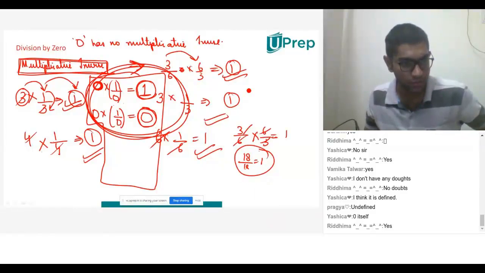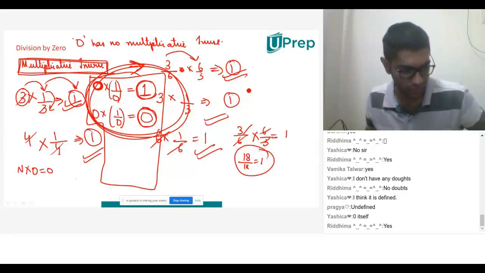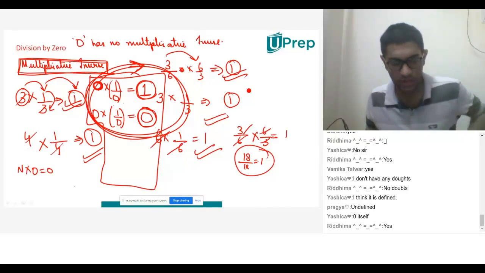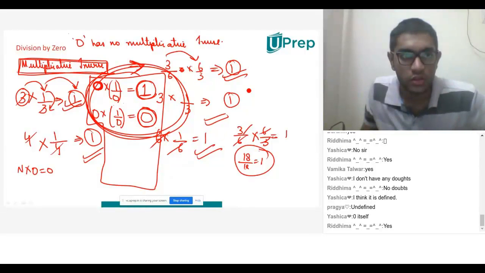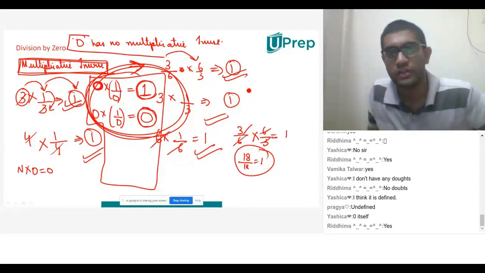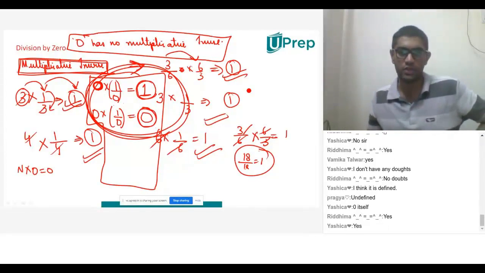Okay. What I'm trying to say is basically when I have any number and I multiply it by 0, I get the answer as 0. Clear? Is this clear? The basic funda is that the number 0 has no multiplicative inverse.